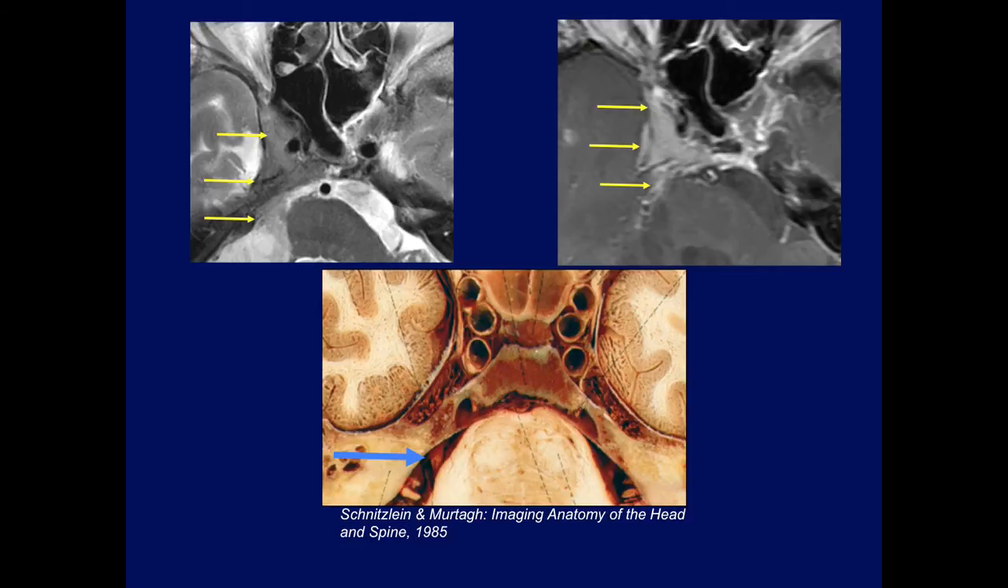So now let's move posteriorly. Already we can see here on this meningioma of the cavernous sinus some extension posteriorly into the prepontine region, likely involving the trigeminal nerve here. We can see both on the T2 and on the post-contrast.